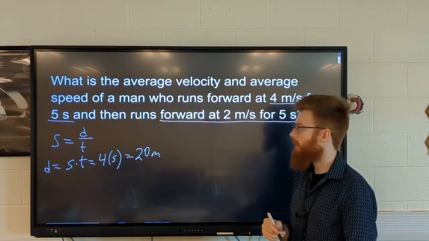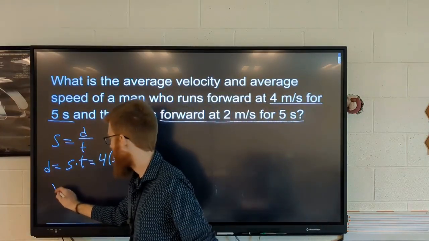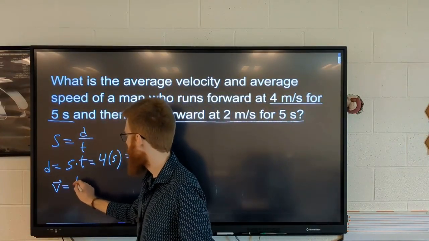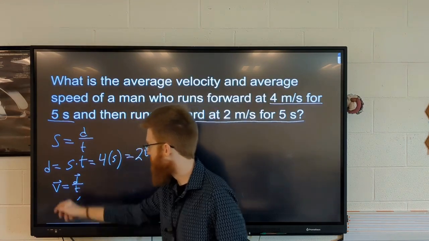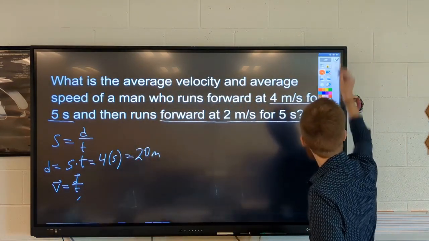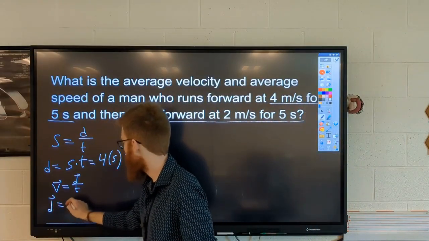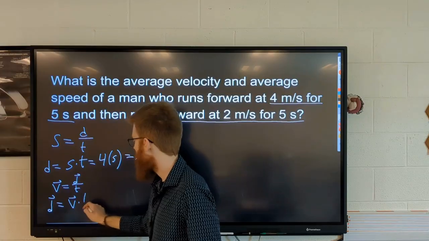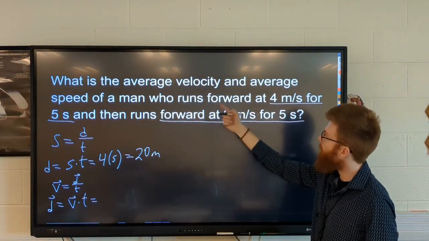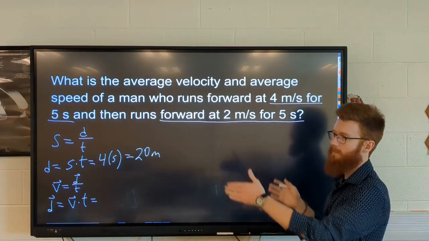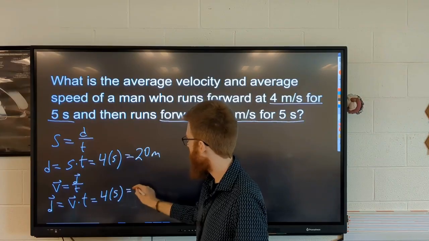And if I really wanted to be fancy with it, I could also use this to find my displacement. Say velocity is displacement divided by time. To get displacement by itself, multiply time up. And we'd get displacement is velocity times time, which is also 4 because it's just forward. We generally treat forward as the positive, so that's still just positive 4 times 5. In this case, it turns out to be the same thing.